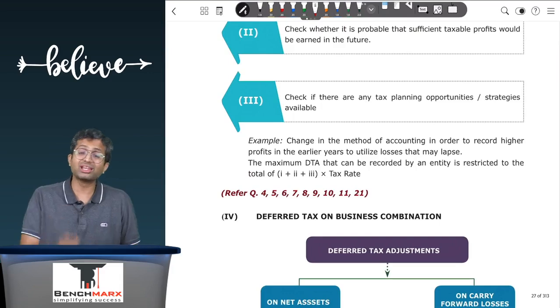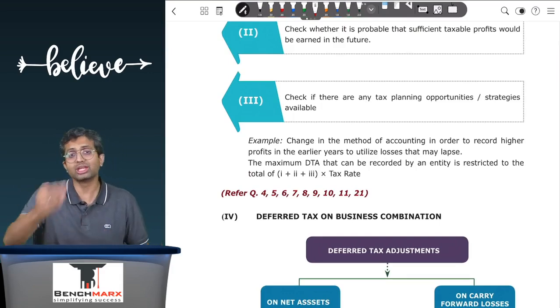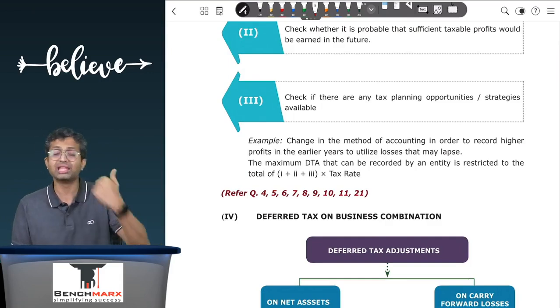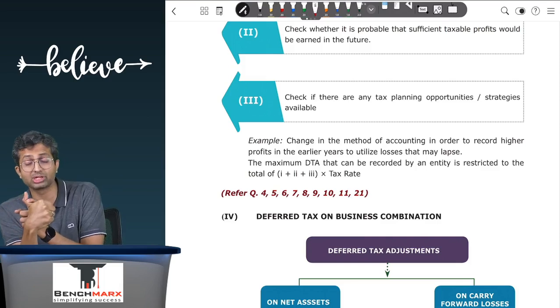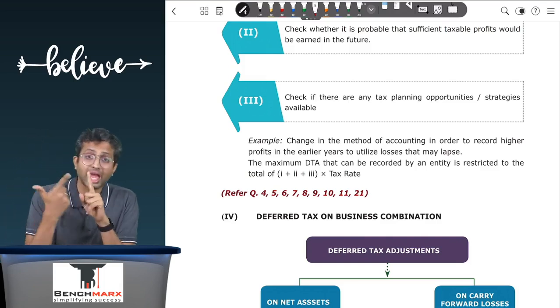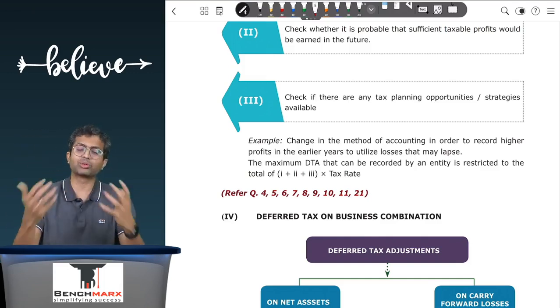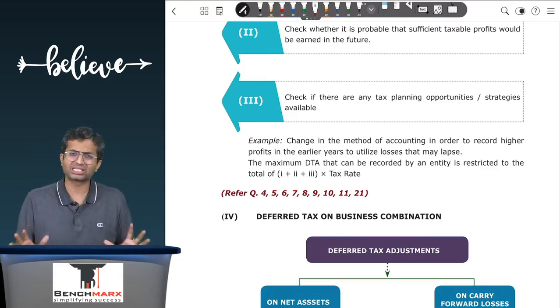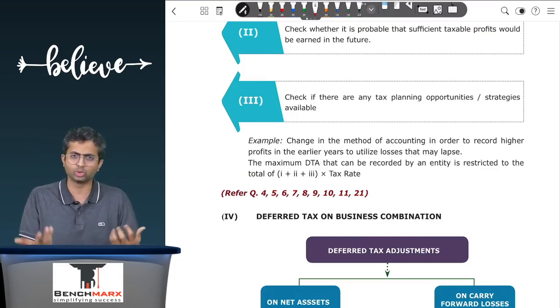So you can create a deferred tax asset only if the entity has sufficient benefits against which you can utilize those deductions or benefits, and these sufficient benefits can be calculated as the total of taxable temporary differences whose reversal pattern matches with the reversal pattern of the deductible temporary differences, existence of sufficient taxable profits, and the tax planning strategies which can be used. So the maximum deferred tax asset that can be created is the total of these items into the relevant tax rate.